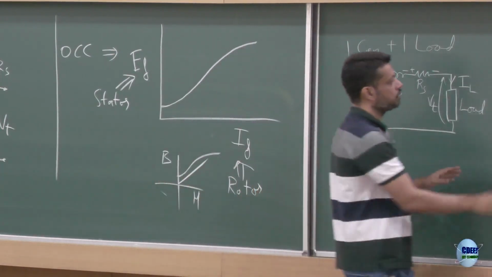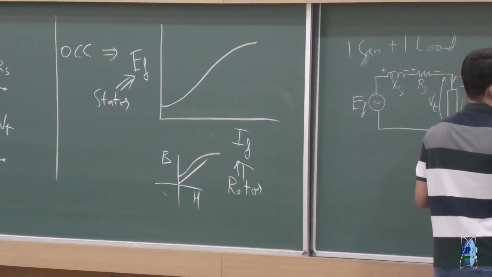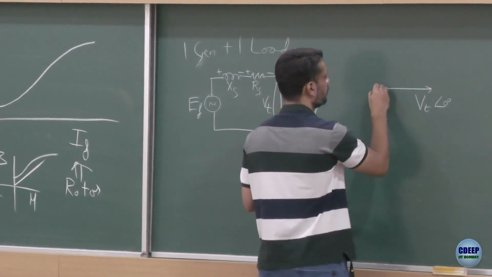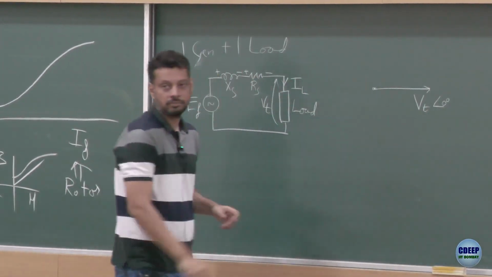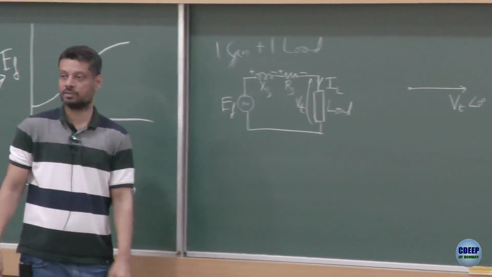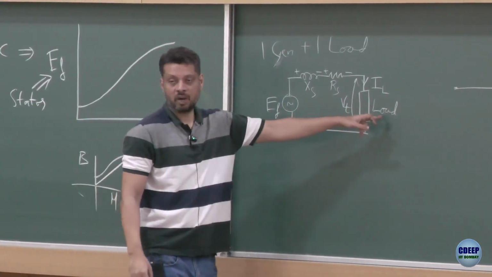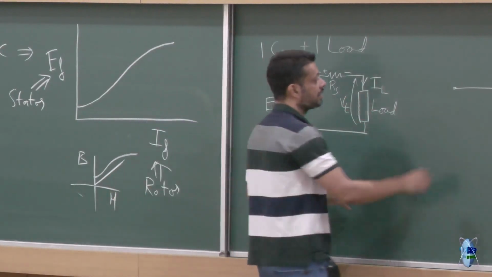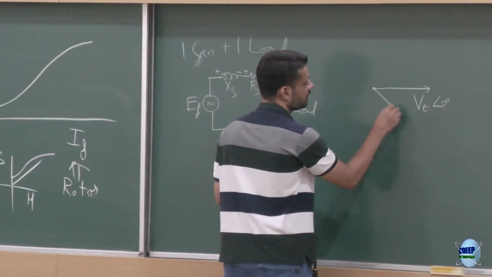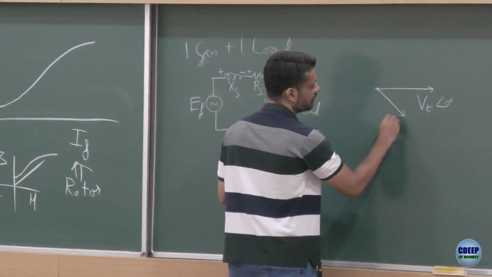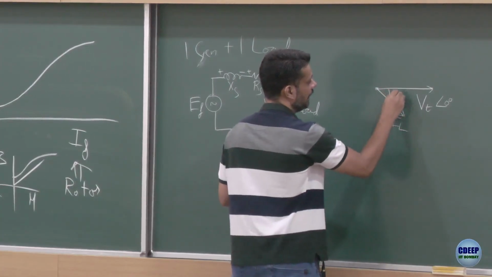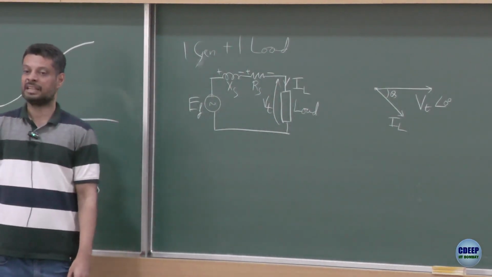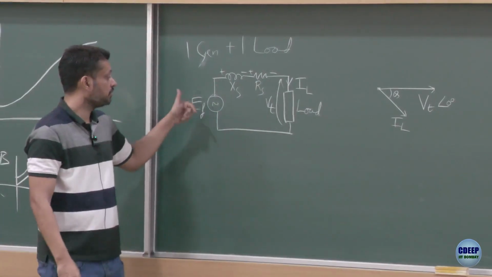Here, let's say I assume VT to be at angle 0. So this is my VT, the terminal voltage. My load has a power factor of theta lagging. If that is the case, my inductor current, or the load current, is in this direction, IL at an angle theta with respect to Vt. Is that okay? Now I want to see what will be EF.